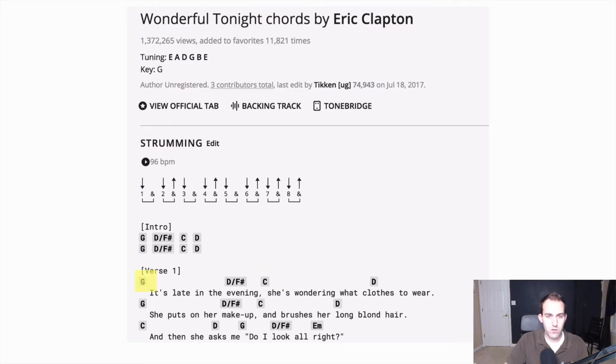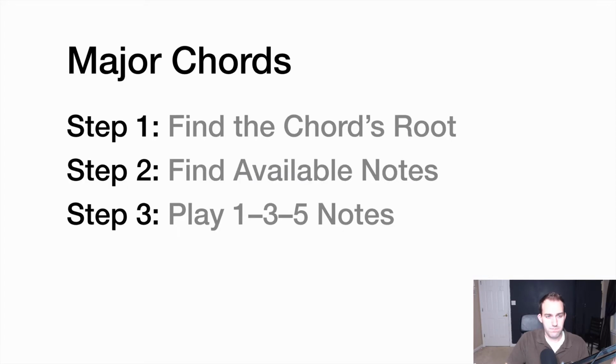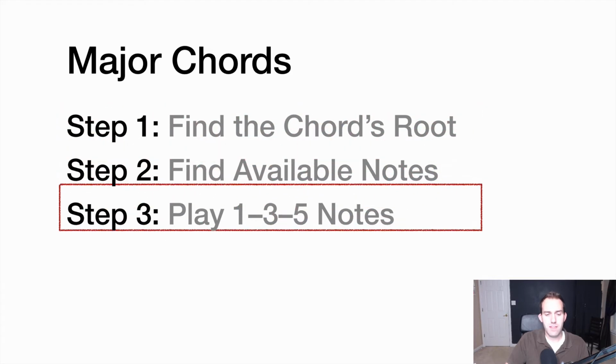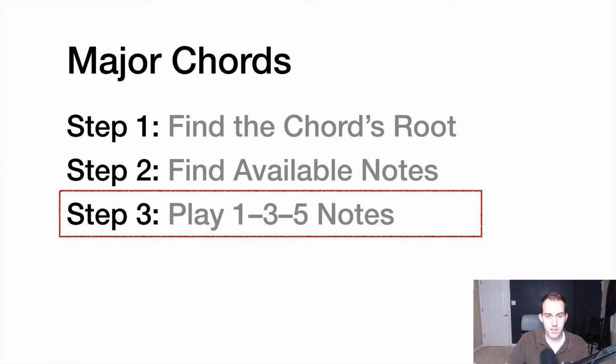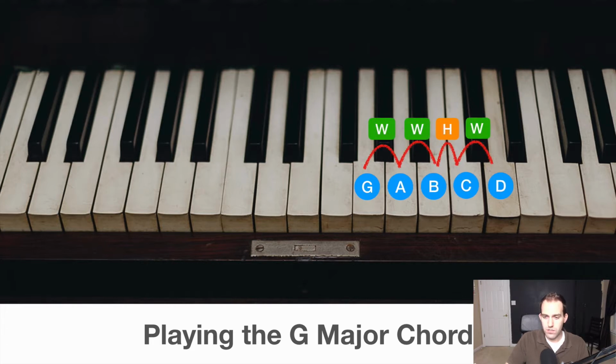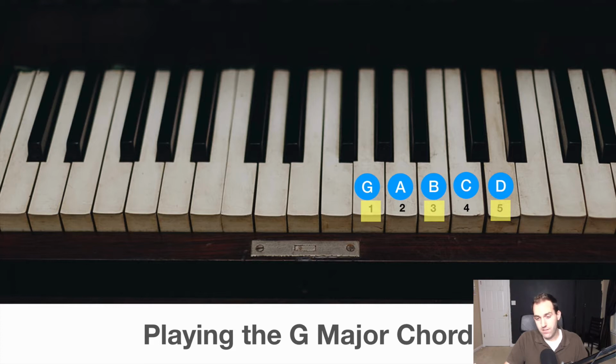We're back in Wonderful Tonight Chords by Eric Clapton. Let's go to the G chord. So we're going to find the chord's root, we're going to find the available notes, and we're going to play the first, third, and fifth notes. So let's just do that really quick. The G, okay, so that's the root. We're going to do our whole, whole, half, whole. So now we know that the available notes to play are G, A, B, C, and D. And then we're going to find our first, third, and fifth note, and play that. And that is the G chord.